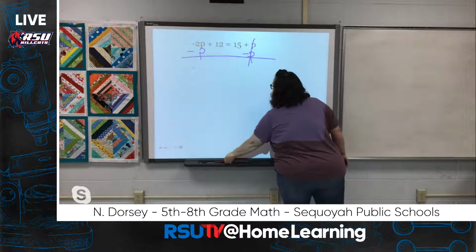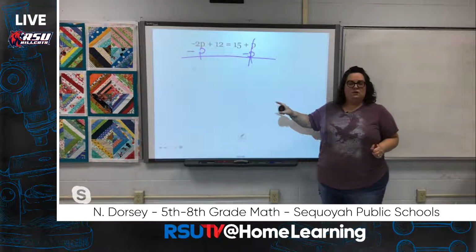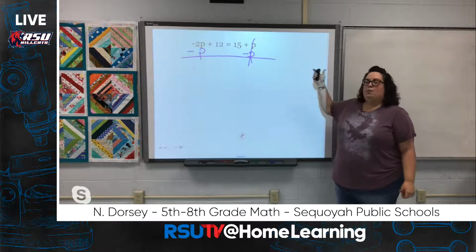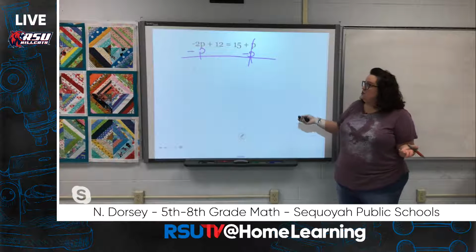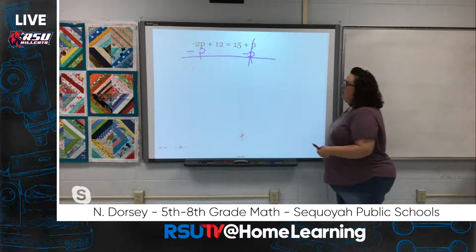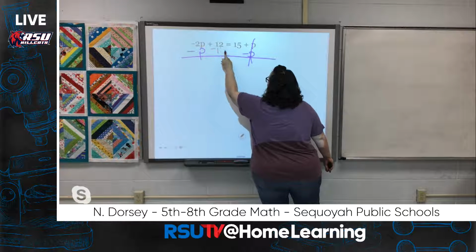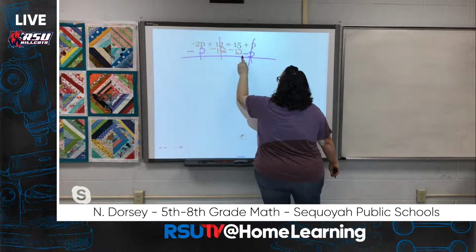Now, if I move something over to the left, I have to balance it out. So now I'm going to move something back over to the right. And the only thing to do is to move the positive 12. And if it's a positive 12, it becomes a negative 12. So now I'm going to subtract 12 right here.